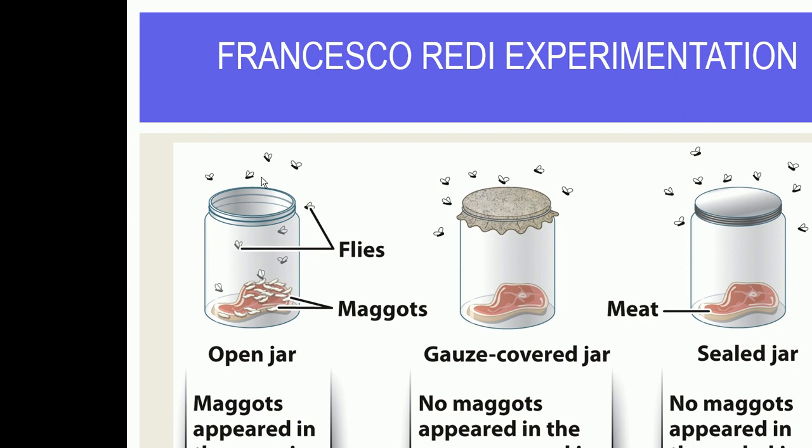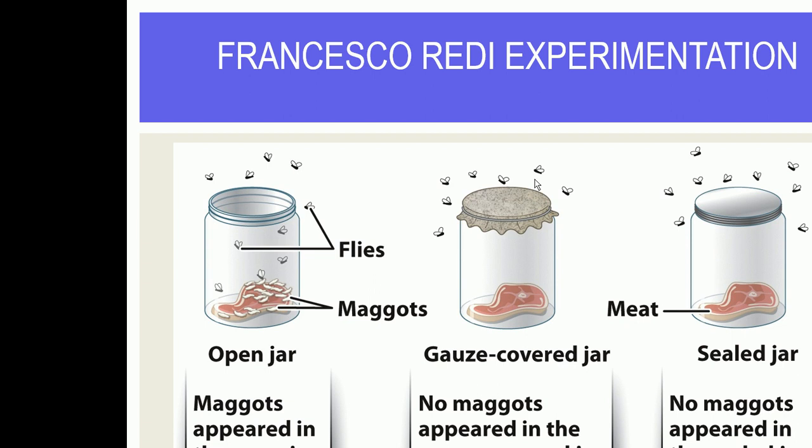In the open jar, the flies can come in contact with the piece of meat, so the flies as well as air can reach it. In the jar covered by gauze, the air can go inside the jar, but the flies cannot. And the third one is a sealed jar, so neither air nor flies can go inside. This is the way the experiment was set up.